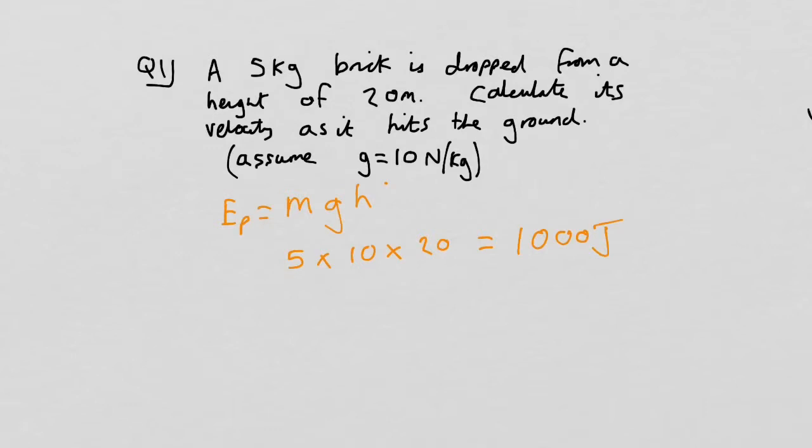Now, when it hits the ground, assuming that there's no air resistance at all, then all of that gravitational potential energy will be transferred into kinetic energy. So we can make that equal to 1,000 as well.